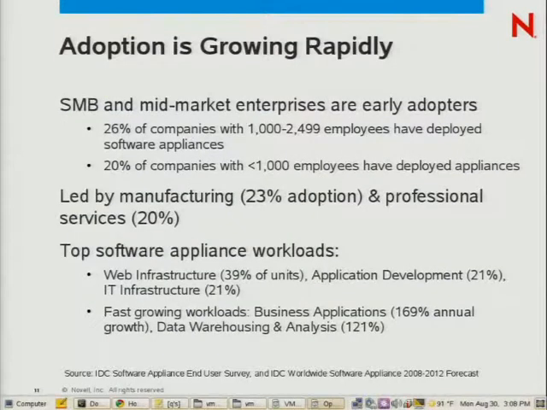Right now, the early adopters of appliances are in the small to medium-sized market. But we're seeing larger enterprises really starting to adopt this more quickly. The applications that were initially selected are things such as web infrastructure, application development, and IT infrastructure. But we're seeing more of the business-critical applications, such as business applications, data warehousing and analysis, that are the fastest-growing appliances that people are shipping.